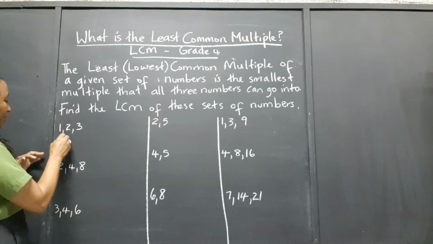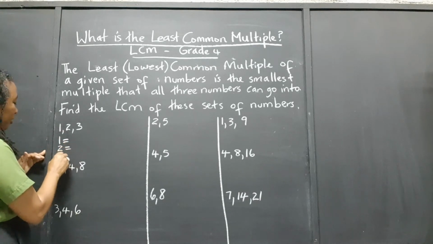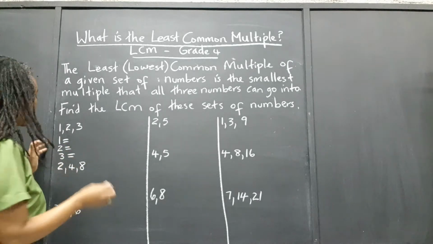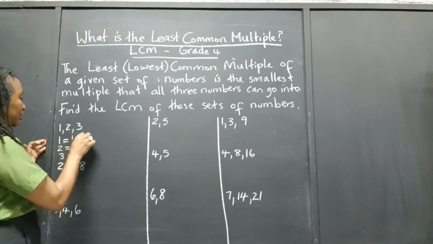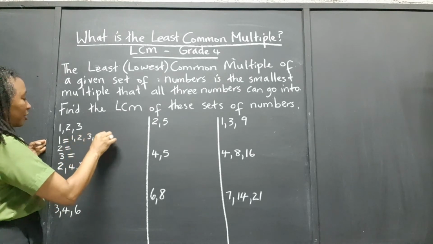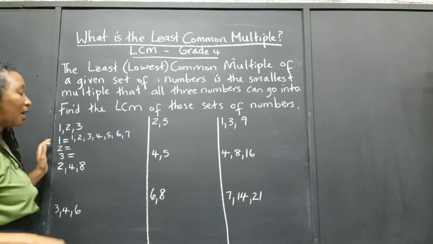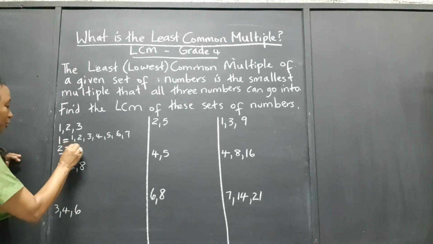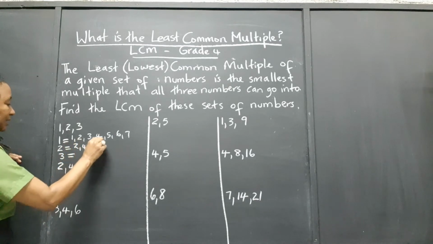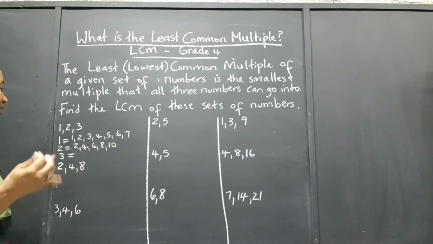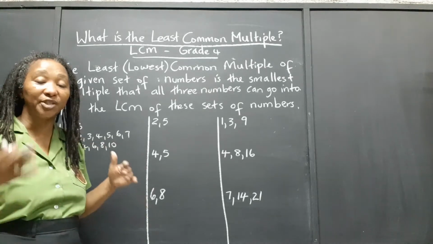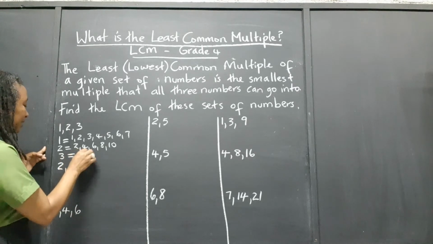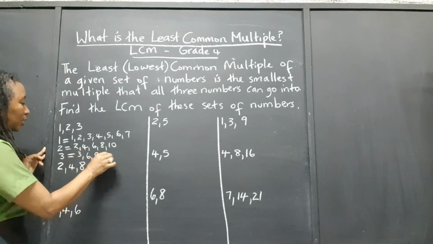Let's list out the first set of multiples of 1, 2, and 3 until we find a common multiple. So for the 1, it's going to be 1. Basically we're listing out the timetables until we find one that's common to all of them. So for the 2: 2, 4, 6, 8, 10. You can stop after a certain number and check to see if you've passed the common multiple. So 3, 6, 9.